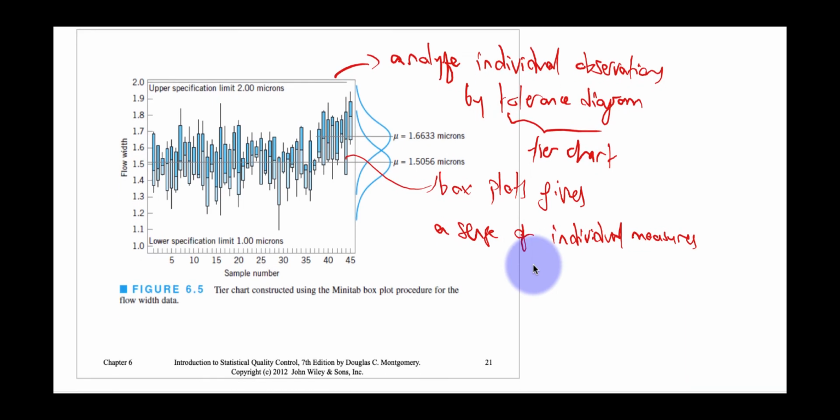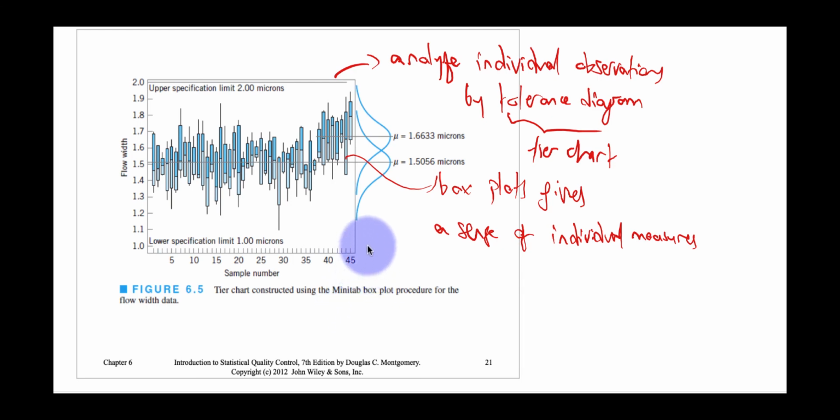There is another suggestion to detect these anomalies beforehand: we can use the individual observations, individual measurements, by using a tolerance diagram. It's also called a tier chart in Minitab, which is statistical software.